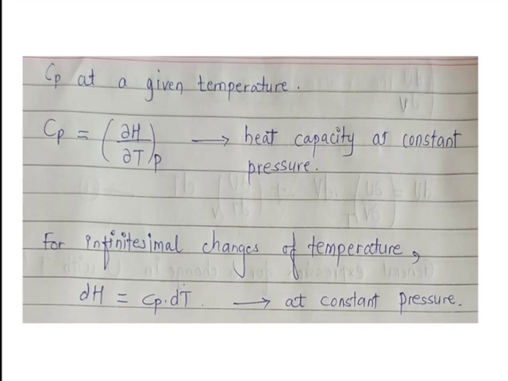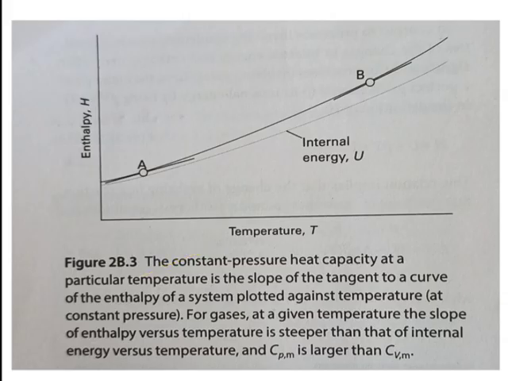So in today's lecture we have seen the changes in internal energy with respect to temperature, and now we will see the changes in the enthalpy with respect to temperature. So see, the definition is written here: Cp is equal to dH by dT at constant pressure. So for infinitesimal changes of temperature, the equation can be written, just transfer this to the left side, as dH is equal to Cp dT. This is the equation at constant pressure.